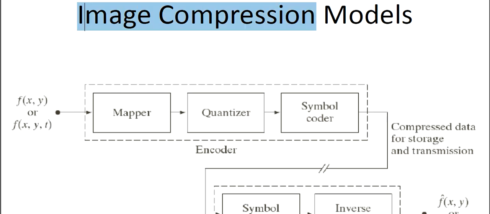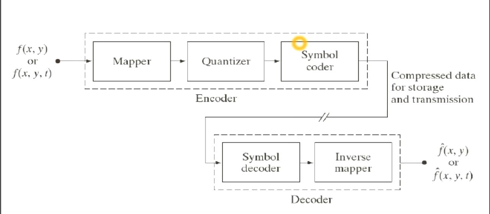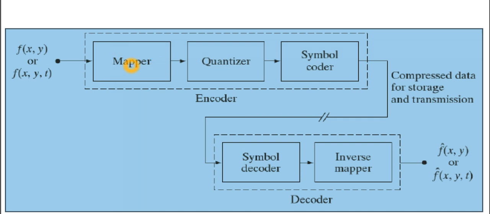So you see this diagram. This is a typical image compression model. f(x,y), or say f(x,y,t), then mapper. Overall this is known as the encoder: mapper, quantizer, and then symbol coder. This is our encoder, and this is the compressed data for storage and information.